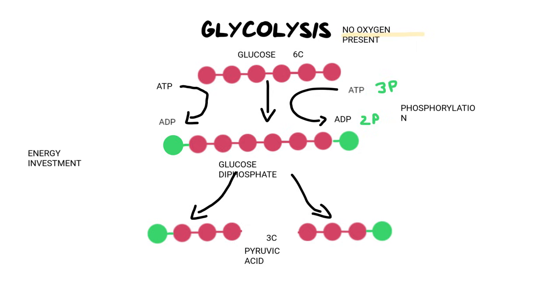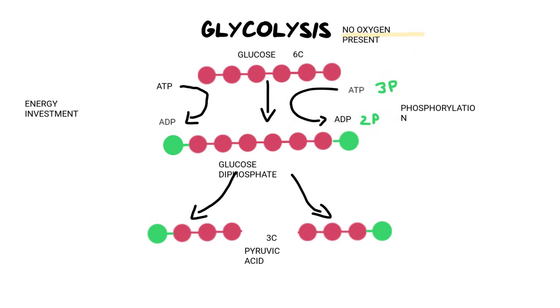And so in this beginning stage over here, where we added the ATP, we invested a little bit of energy. That energy is coming from the phosphate that binds to the glucose. That energy makes it so unstable that the glucose diphosphate breaks down into 2 pyruvic acids. Now, up until this point, no oxygen has been used. If there is oxygen present, we will go into the next step.